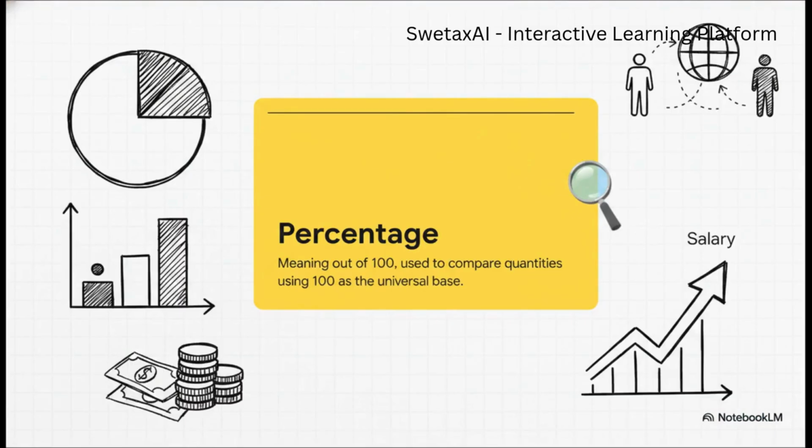The word percentage literally just means out of 100. It's brilliant, really, because it gives us this universal baseline. By locking 100 as the standard, we can compare totally different quantities on an entirely level playing field. Whether we're talking about exam marks, your next big salary bump, company profits, or even global population shifts, this one single concept is literally the engine running the whole show.